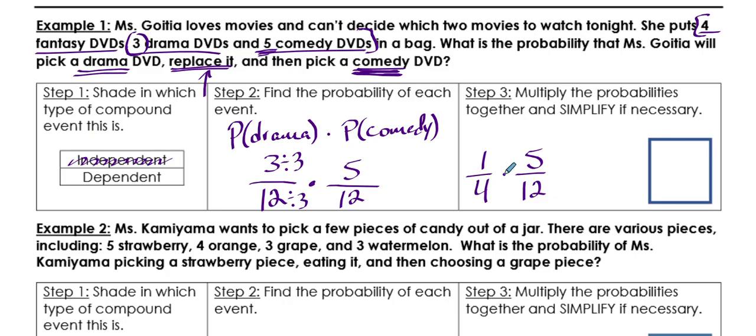We do not have an equal sign in here. We're not cross multiplying. You're multiplying straight across. 1 times 5 is 5. 4 times 12 is 48. So the chance that happens is 5 out of 48. That's a pretty low probability.